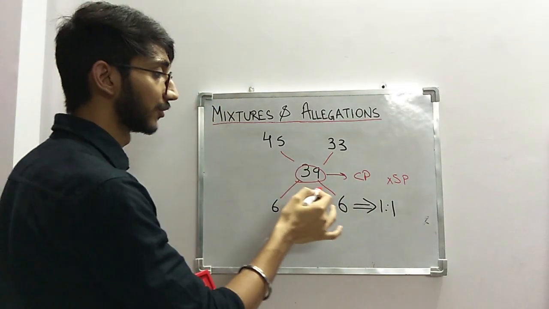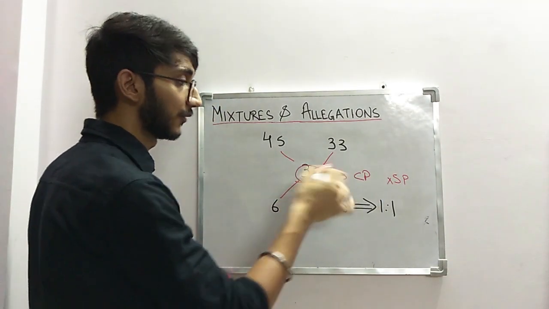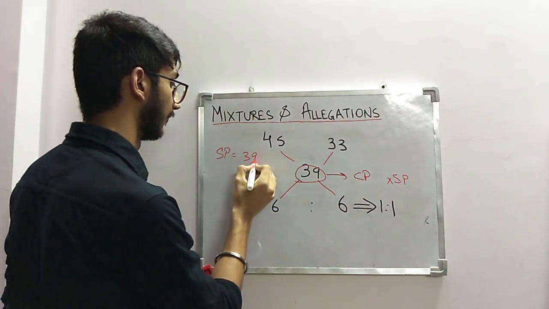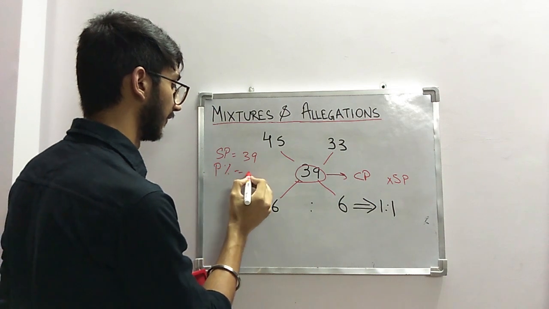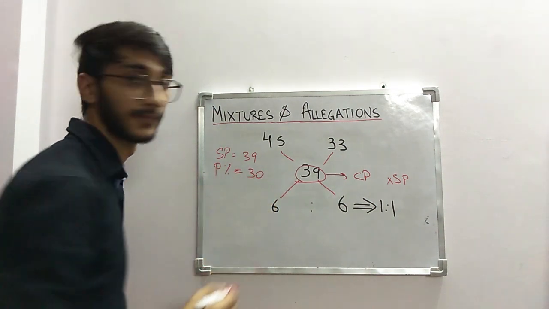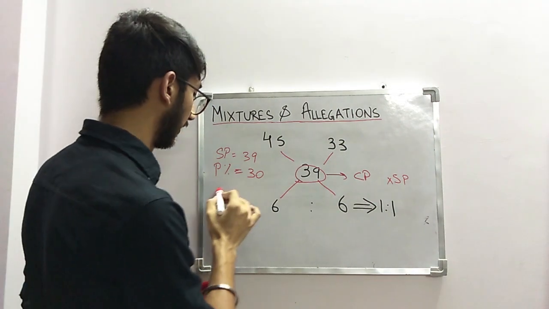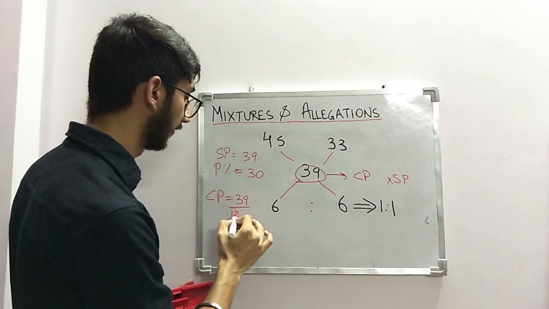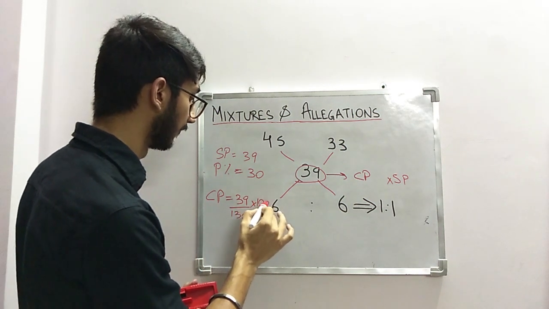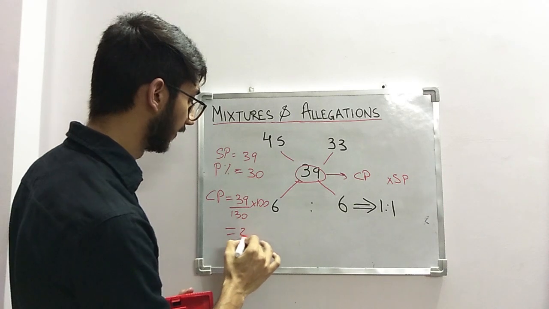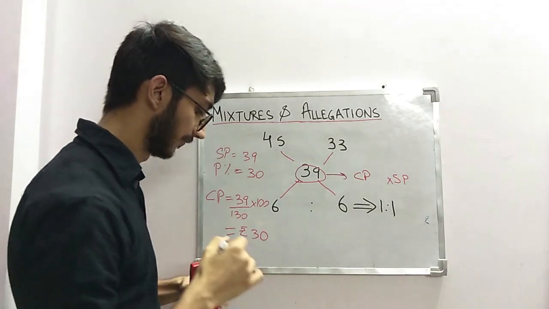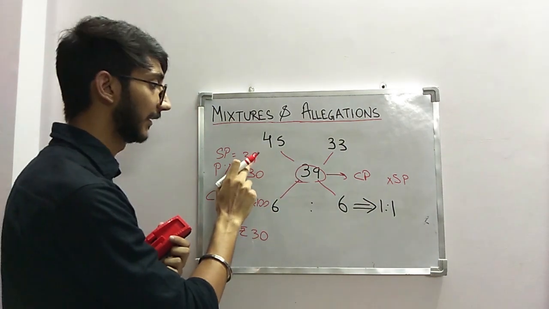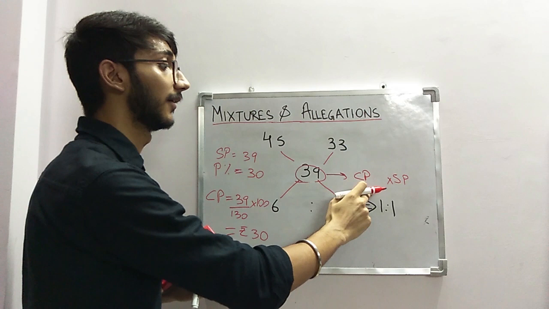For example, in the same question, instead of cost price, if I change it to selling price and I tell you that my selling price is 39 and my profit percentage is 30, so now I can calculate the cost price, and my cost price will come out to be 39 upon 130 into 100. That comes out to be rupees 30. So now my table or my chart will change and I'll write 30 here because 39 was given to me as selling price and not cost price.